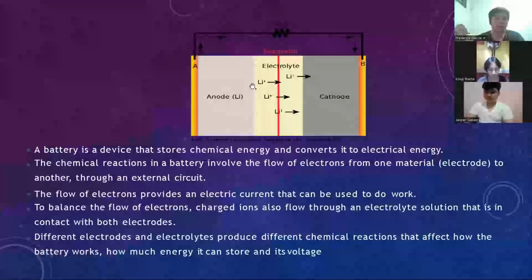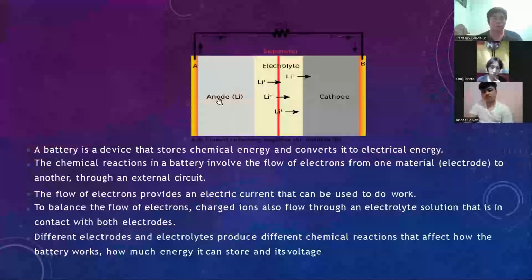Now, to offset the flow of electrons, since if the anode just gives electrons to the cathode, then there would be another imbalance in the anode, it also gives positively charged ions through an electrolyte here to the cathode as well, positively charged ions through an electrolyte solution.